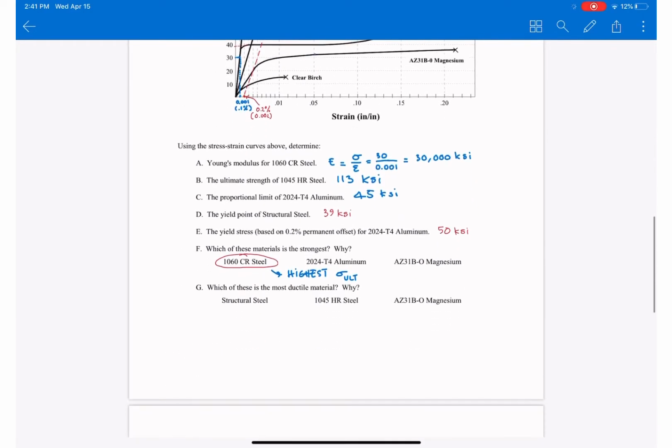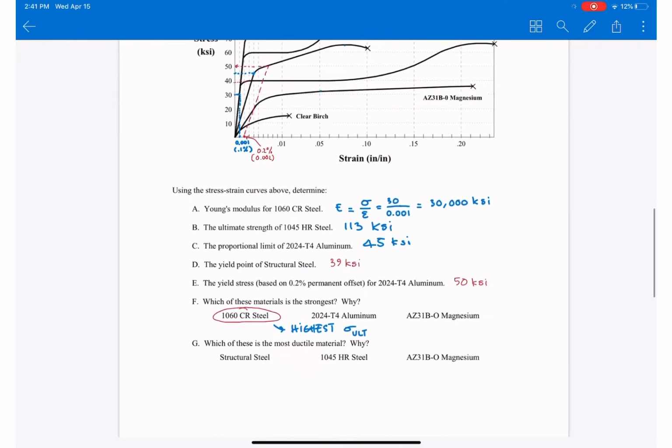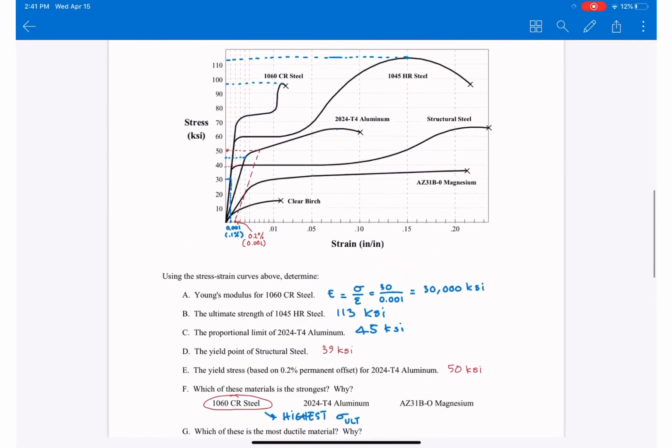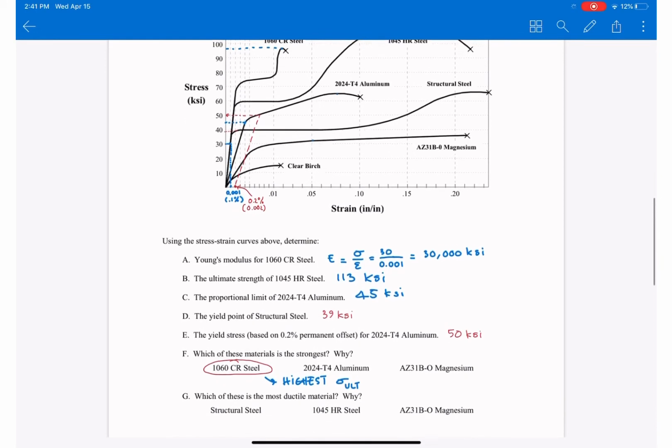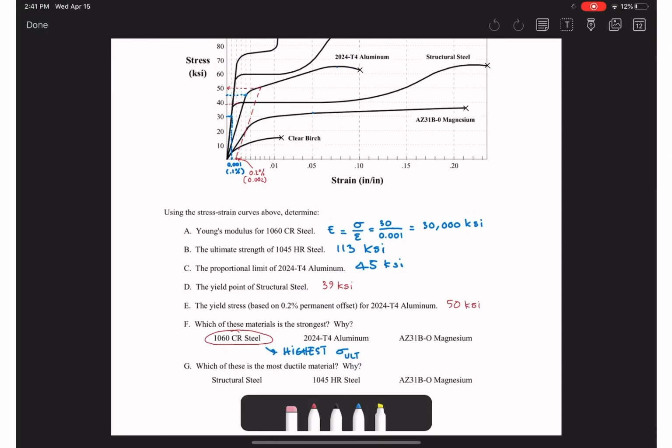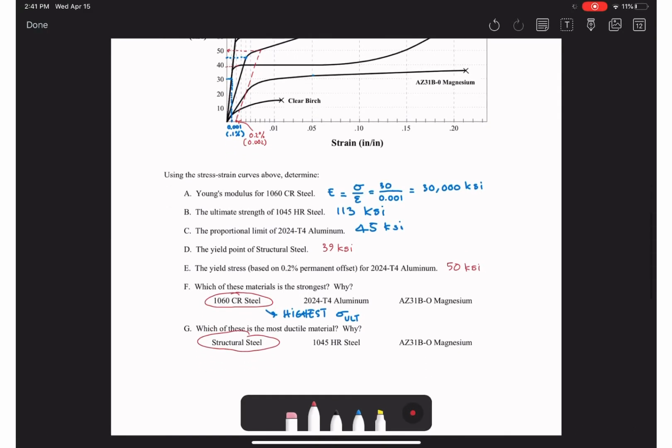So from that, compared to 1045 and magnesium, it will be the structural steel. So with that, we have structural steel. Why? Because that will be the largest rupture strain, epsilon r.